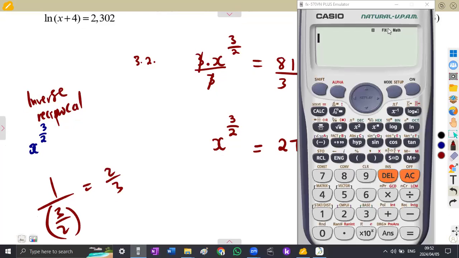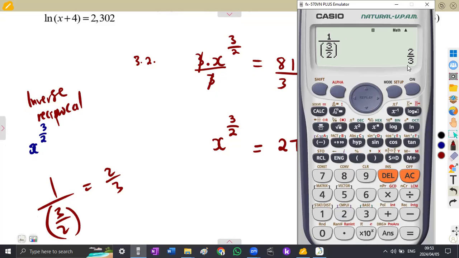My calculator is fixed. Let me just change this to the normal mode. All right. Just like this. 1 over the fraction that you're given, 3 over 2. That's how you get the inverse.